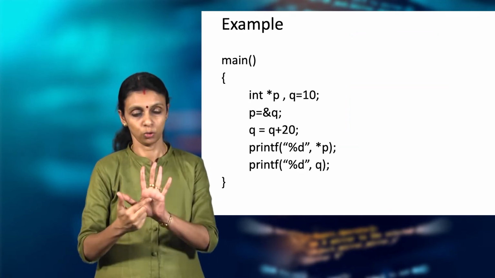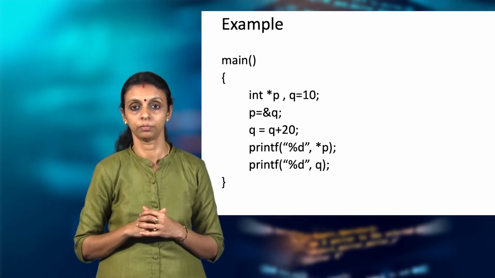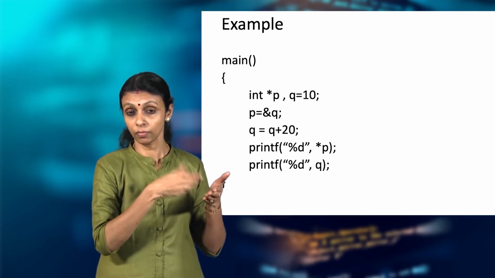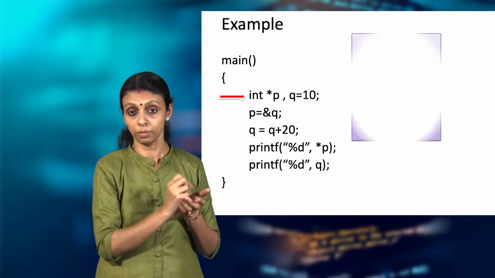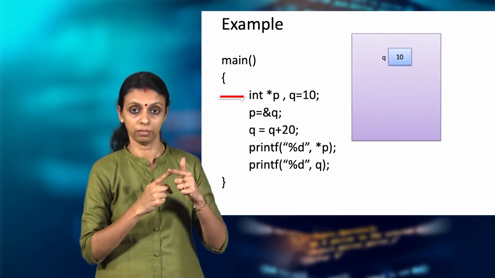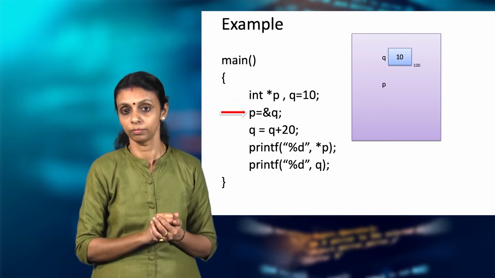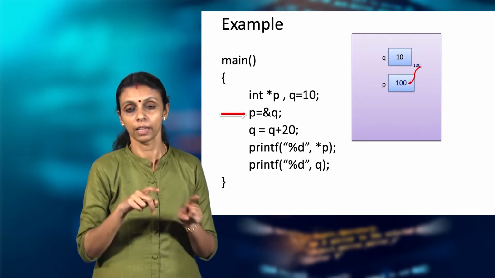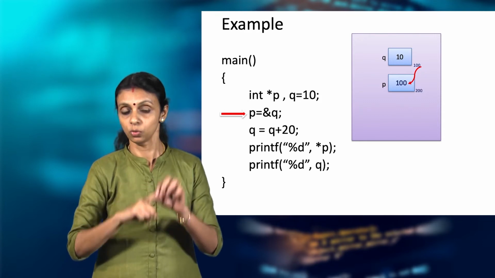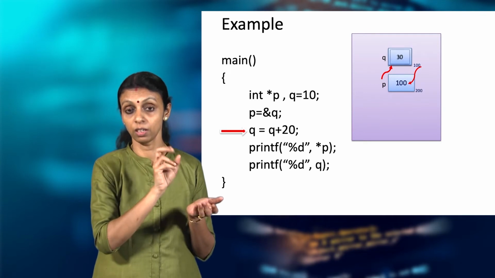Consider this program. p is a pointer variable. It can store the address of an integer variable. q is an integer variable. It stores 10 in it. Now, the address of q is stored in p, say 100. 20 is added to q and the value 30 is stored in q now.